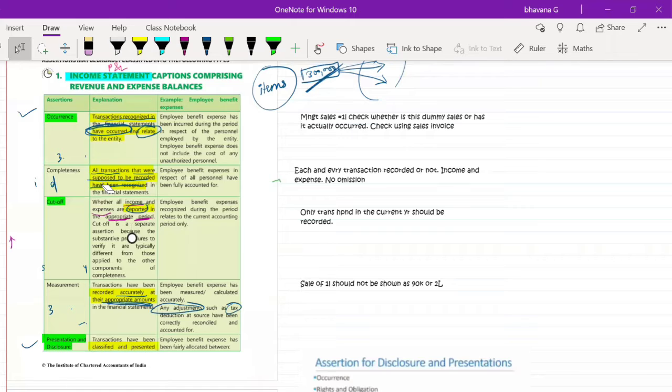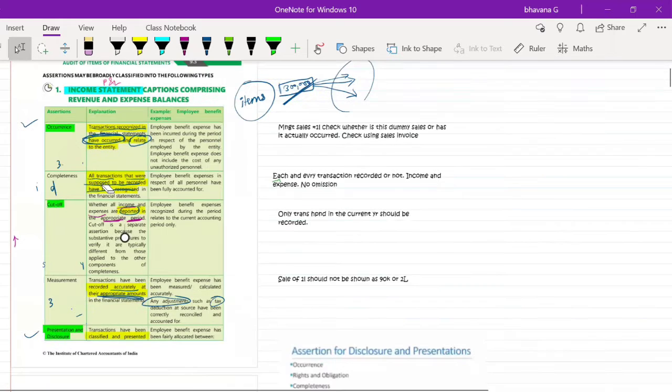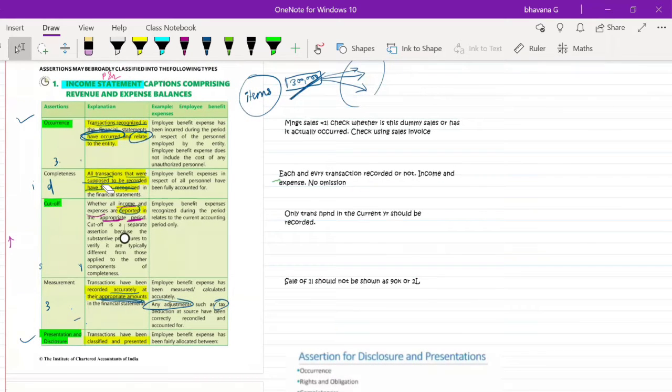Fourth is measurements. That means whatever adjustments have to be made to the value of sales related to sales return or anything like that, you have made them properly and the sales has been measured properly. Fifth is presentation and disclosure. That means whatever disclosures you had to make related to the sales, you had made them properly. Okay. So are these 5 assertions clear? Now I'm going to take a next example, but before that, do you have any doubt in these 5 assertions? Can I get at least 10 replies?